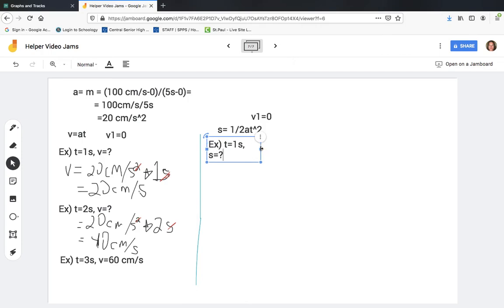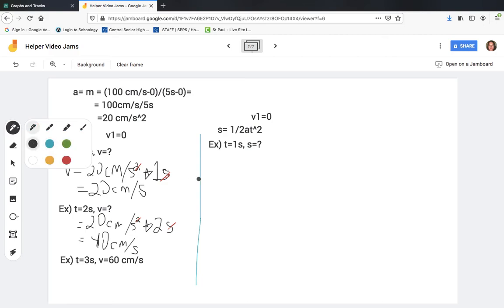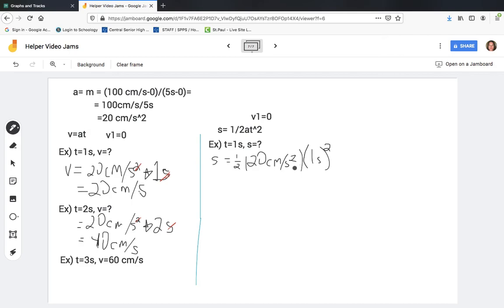And remember, S equals displacement. So in our formula, displacement equals 1/2 acceleration times time squared. So if I'm going to plug that in, I get S equals 1/2. A is 20 centimeters per second squared. And my time is the only thing that's going to be squared. So just remember, only time is squared.